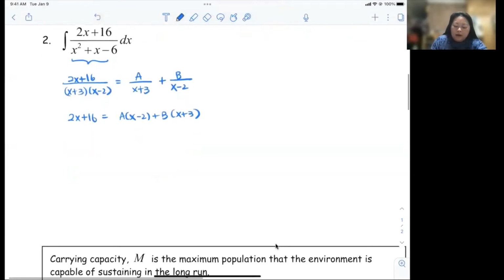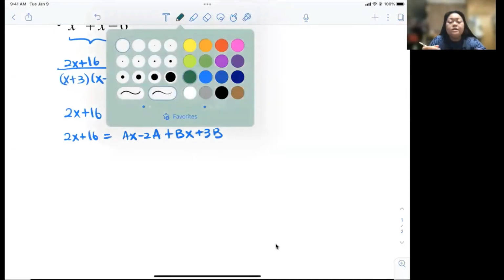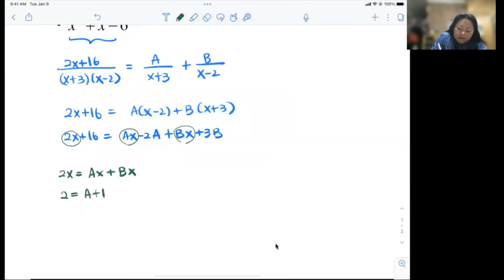Okay, all right. So now I'm going to go ahead and distribute this out and get 2x plus 16 equals ax minus 2a plus bx plus 3b. Same as before, I'm going to use the x to group my variables. So I have 2x, ax and bx. So 2x equals ax plus bx. And now I don't really need the x anymore. So 2 is really equal to a plus b.